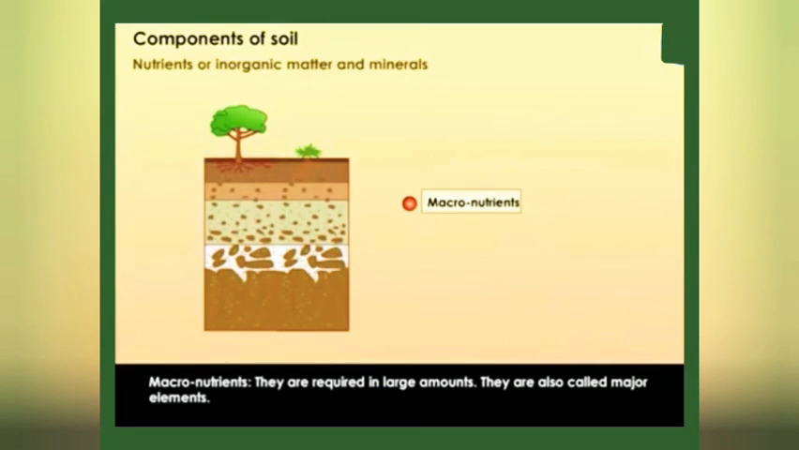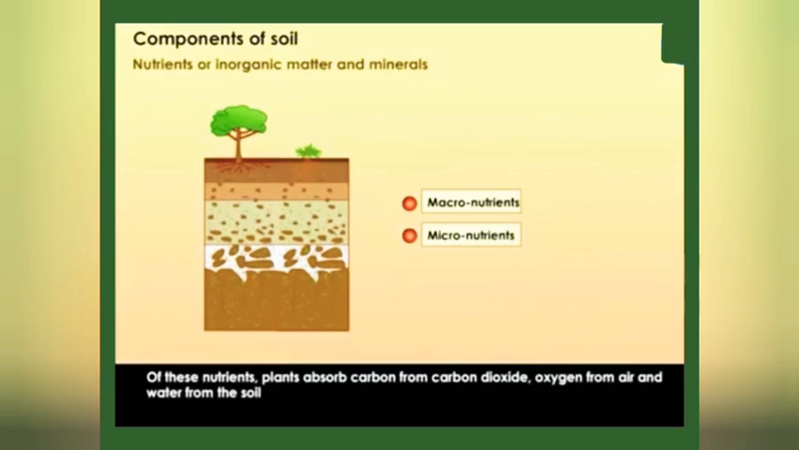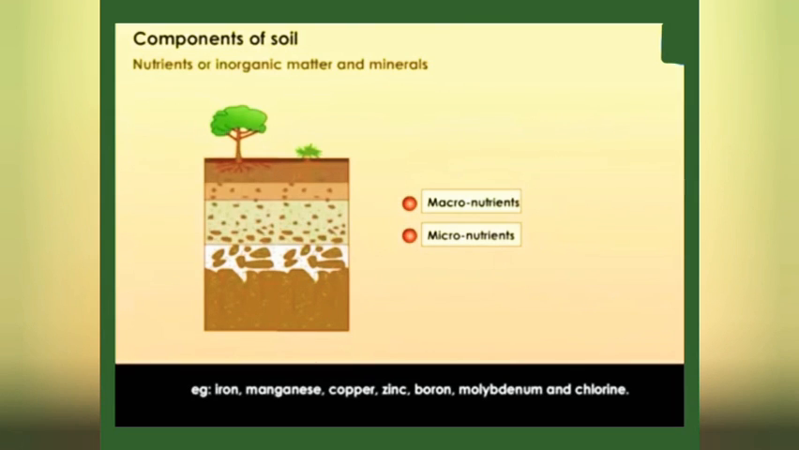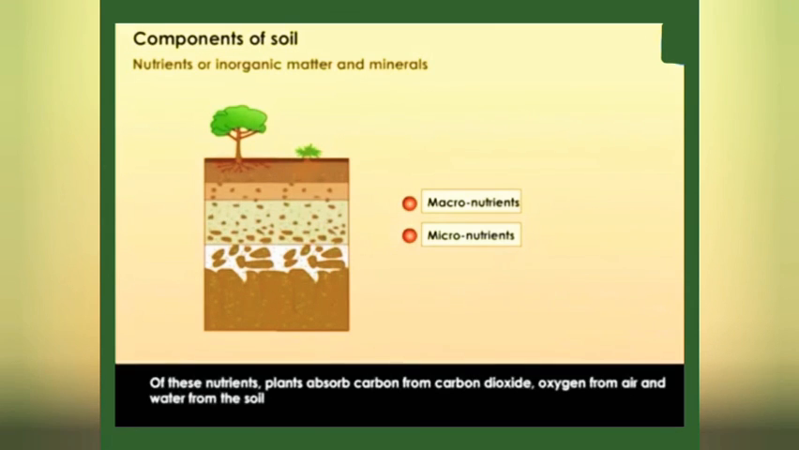Macronutrients. They are required in large amounts. They are also called major elements. Examples: carbon, oxygen, hydrogen, nitrogen, phosphorus, potassium, calcium, magnesium, and sulfur. Micronutrients. They are required in small amounts, that is, traces. Examples: iron, manganese, copper, zinc, boron, molybdenum and chlorine.